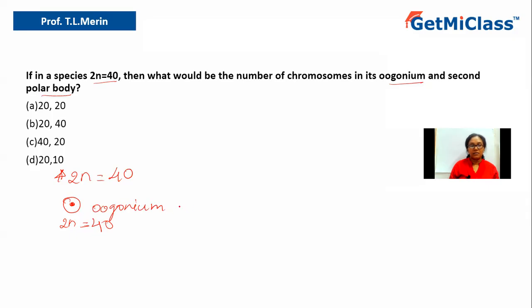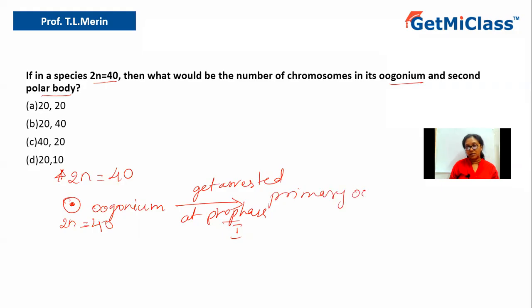will be 40. This oogonium will start its meiotic division and get arrested at prophase 1. At this time it has not completed the meiotic division. It is still diploid in nature because it got arrested at prophase 1. And now this will give rise to the primary oocyte. Now this primary oocyte is also diploid in nature because division has not been completed.